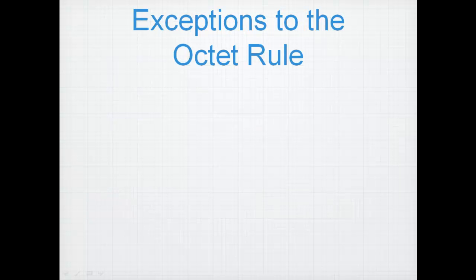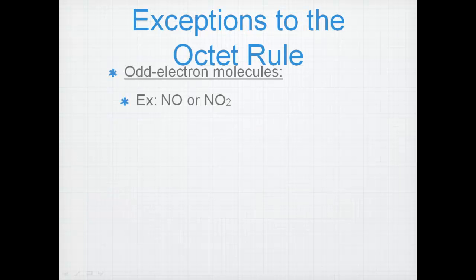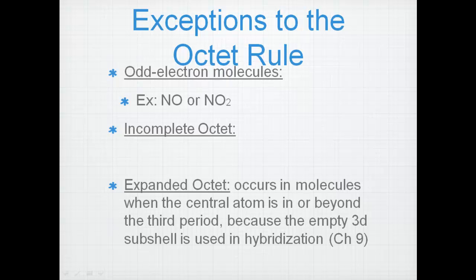There are some exceptions to the octet rule. Odd electron molecules, things like NO and NO2, they will have an odd number of electrons. So you may see 1 single electron on a central atom here. They're just exceptions. Incomplete octets, we have hydrogen, helium, beryllium. The reason that these are incomplete is because their electron configurations are 1s's. So the most that they can fill in is 2 electrons there.